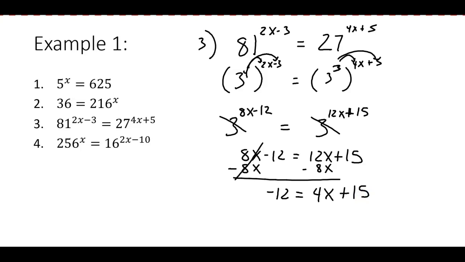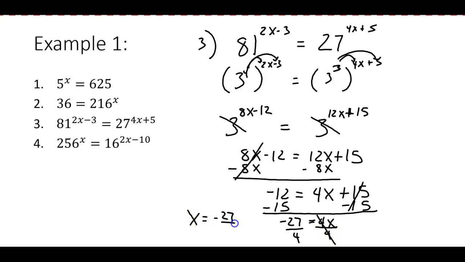And then I get the numbers together, the ones without x's, same thing, constant. So I'm going to get rid of the 15 here. I'm going to subtract that 15 on both sides. Negative 27. And then divide. So I end up with x equals negative 127 over 4.